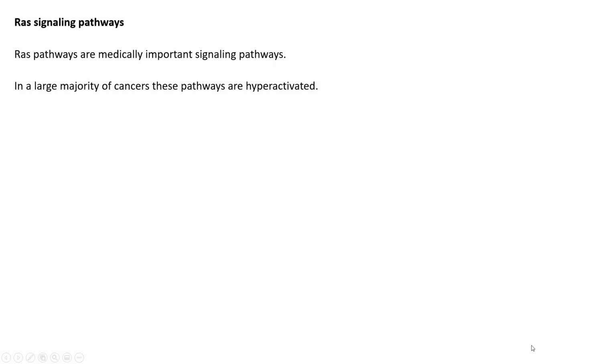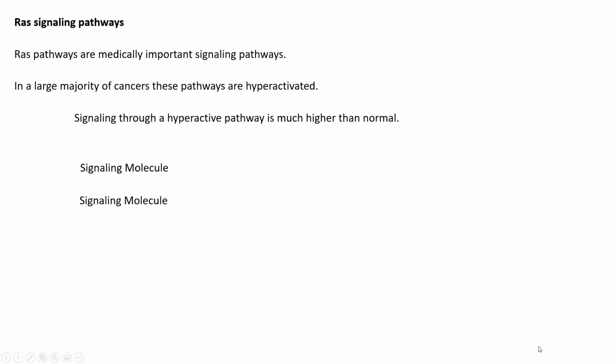RAS signaling pathways. RAS pathways are medically important signaling pathways. In a large majority of cancers, these pathways are hyperactivated. Signaling through a hyperactive pathway is much higher than normal. A signaling molecule activates a normal cell or a cancer cell. In the case of the normal cell, you have normal activation of the pathway. In the case of the cancer cell, you have a higher level of response by the pathway than normally.